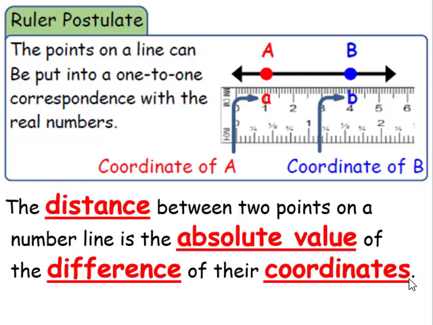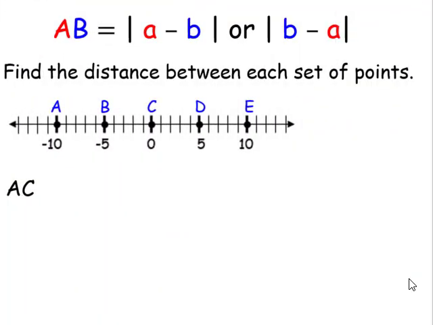The distance between 2 points on a number line is the absolute value of the difference of their coordinates. If we're trying to find the distance between point A and point B, all we have to do is find the absolute value of A minus B, or the absolute value of B minus A.